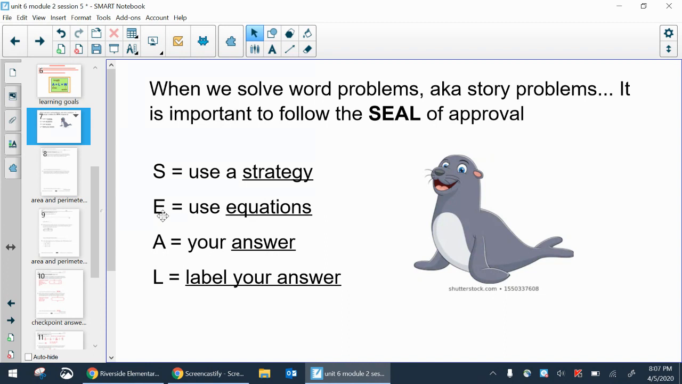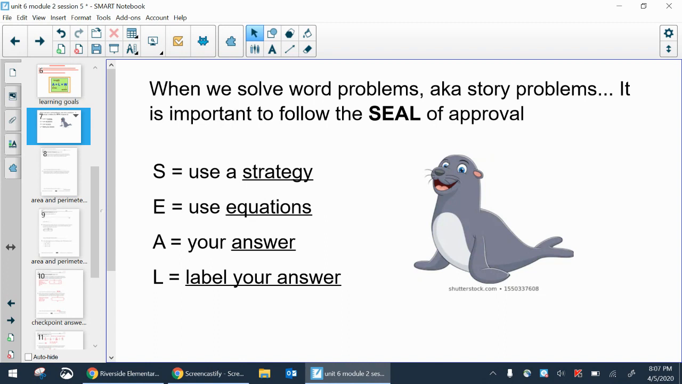That's where we have the A in our seal of approval. And then lastly, after we've gone through our strategy and worked the problem out, maybe had a couple of equations in there to help us as well, getting to our answer, we want to make sure that we label our answer correctly. In the case of perimeter, which has been a focus lately for us, we want to make sure that we're just labeling our perimeter answer in linear units.